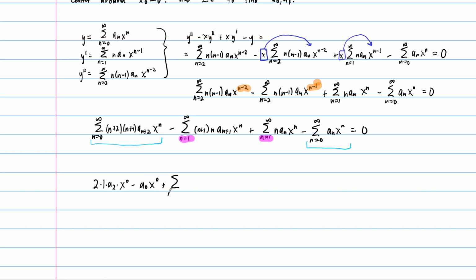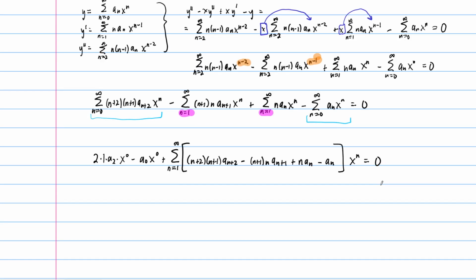So now I can combine everything else into a single sum, starting at n equals 1. And then just like we did before, take all the coefficients, group them together, and factor this x to the power n off to the right, okay? So here's what we're left with. (n plus 2) times (n plus 1) a sub n plus 2, minus, be careful of the signs, (n plus 1) times n, a sub n plus 1, plus n times a sub n, minus a sub n, okay? And then all times x to the n, that's all got to equal 0.